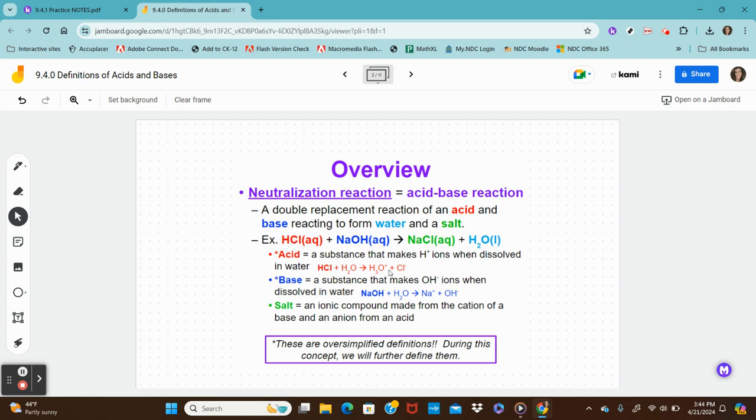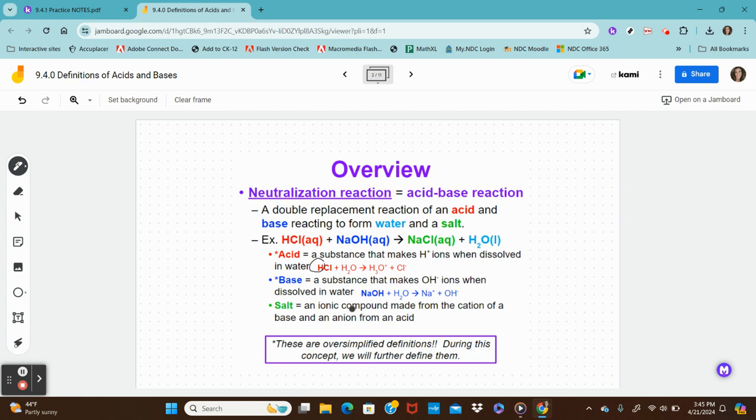An acid is a substance that makes H plus ions when dissolved in water. So HCl, if you were to combine it with water, because an acid is a very polar substance, this H is going to bond with this H2O to create what is called a hydronium ion, which will be on another slide. And then when it loses that H, it becomes chloride. So acids often begin with H, which is a helpful cheat to remember.